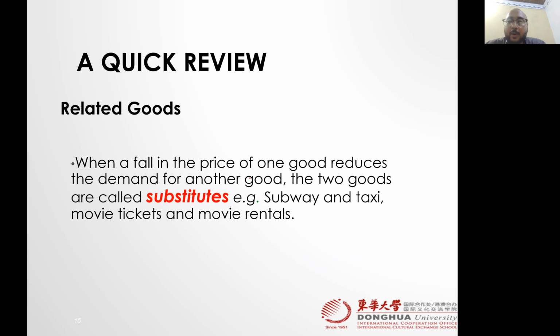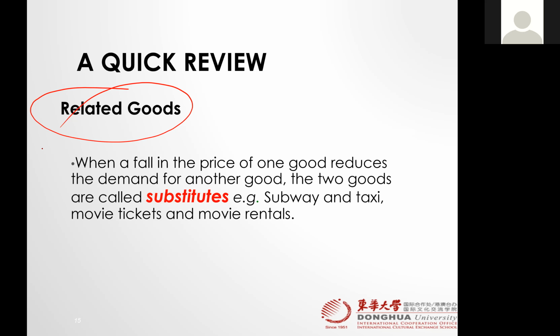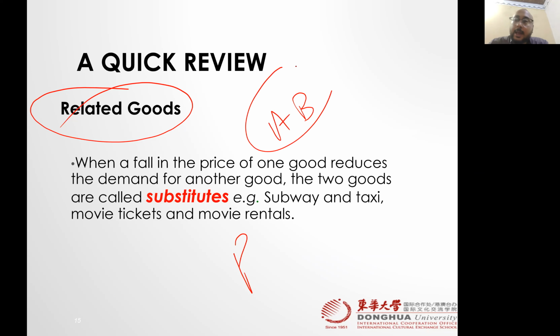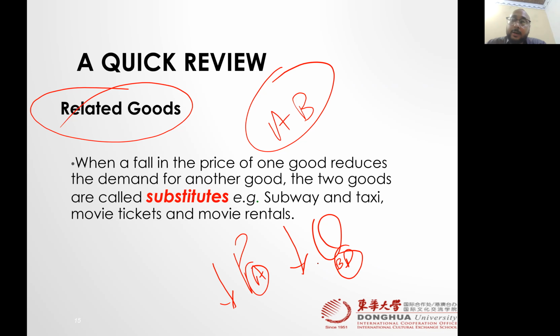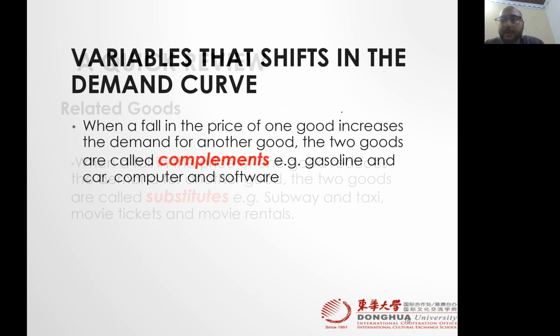Now let's talk about the price of related goods. We talked about substitutes. And what is a substitute? If there are two products, A and B, they are substitutes if a fall in the price of one product reduces the quantity demanded of product B. So these are two different products, A and B. If the price of product A decreases, it causes the quantity demanded of B to decrease as well, while the price of B remains unchanged. We call this a substitute. We talked about it extensively.